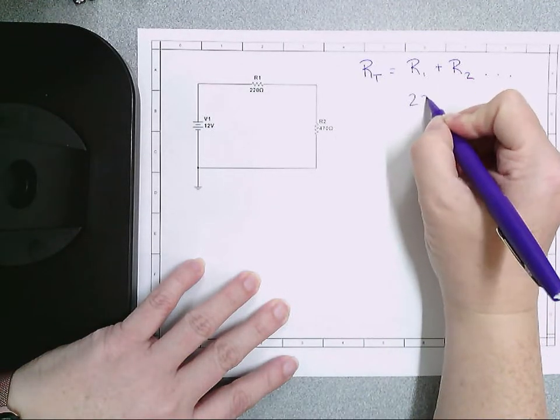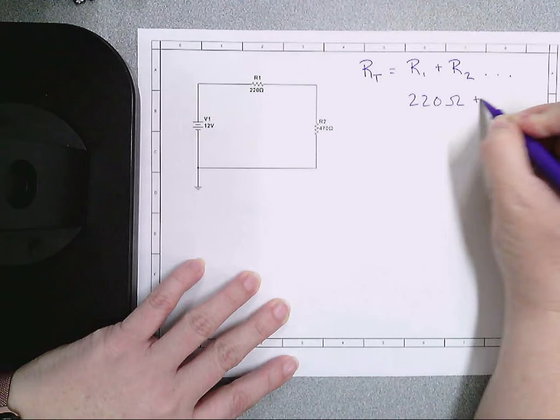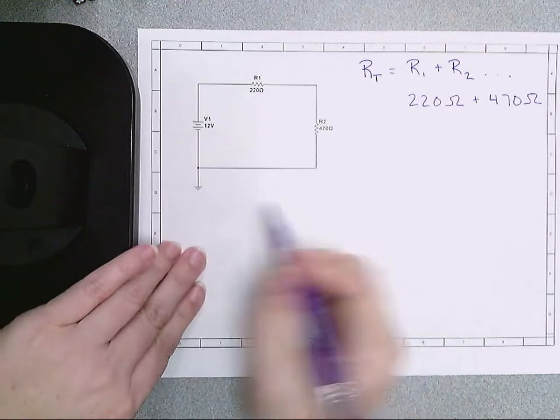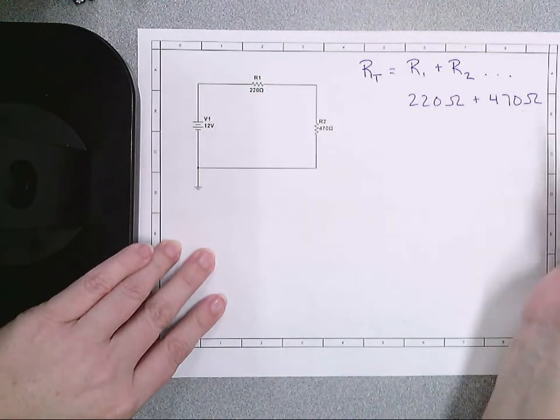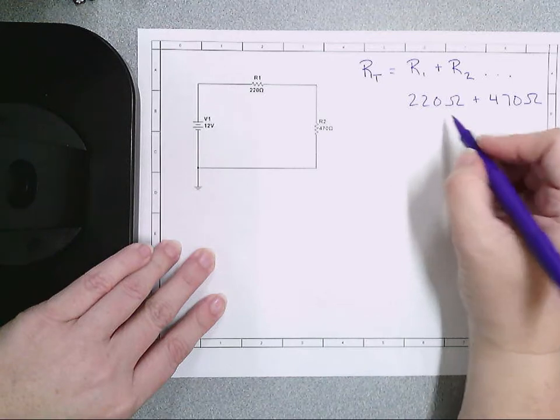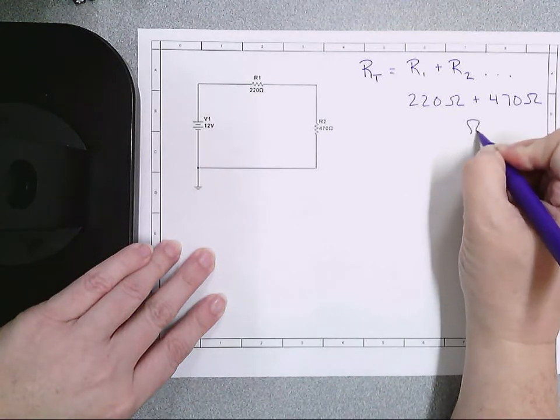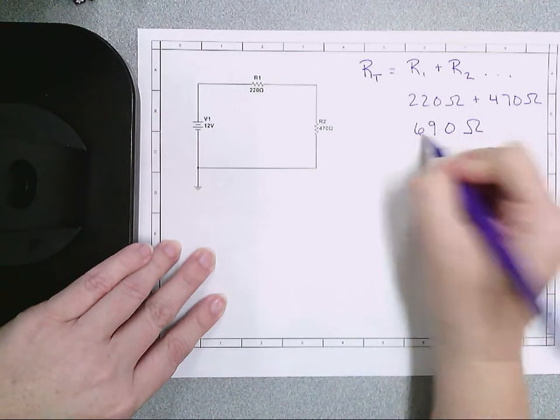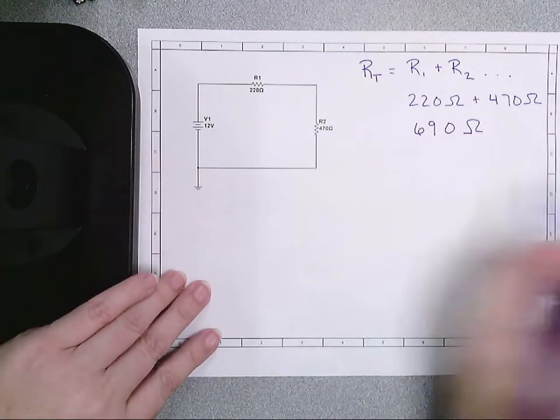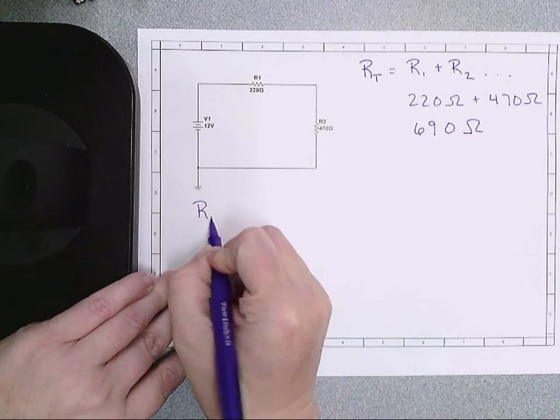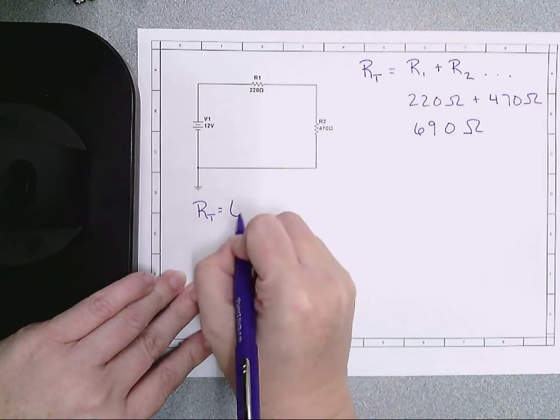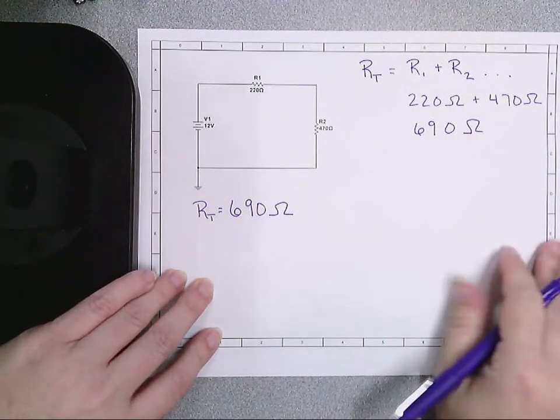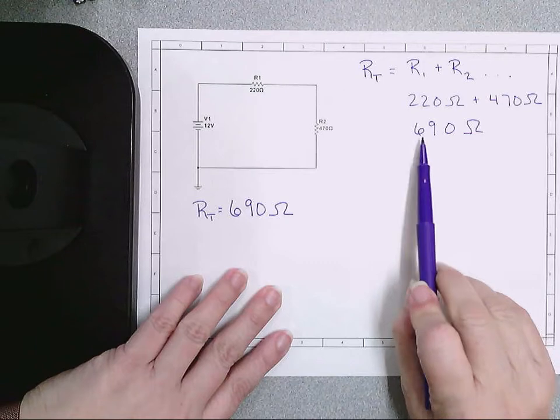So 220 ohms plus 470 ohms. All right. With this, it's pretty easy to see that that is going to be 690 ohms. So I'm going to go over here into a reporting area just to put everything that I need to report. And I'm going to write 690 ohms. It is already in two significant figures.